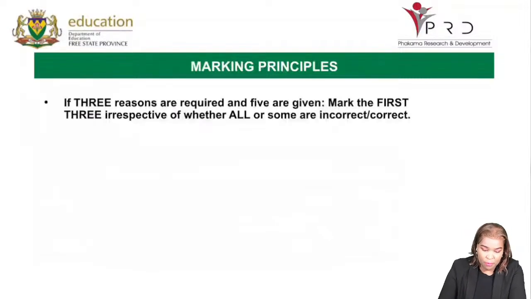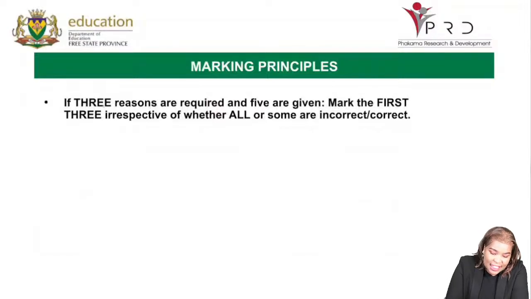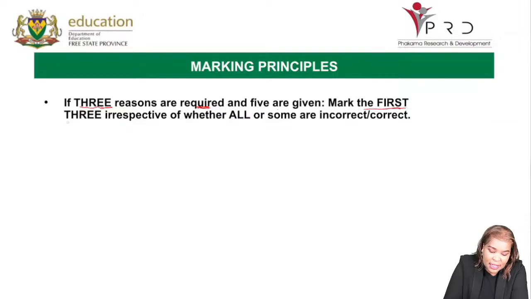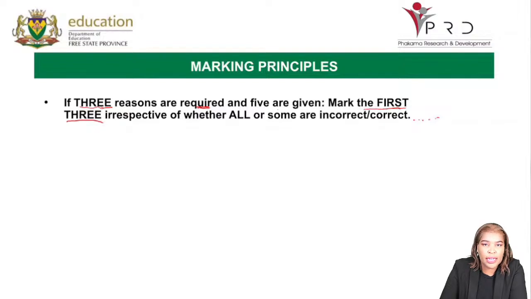The first principle of marking is that if 3 reasons are required and you give 5, let's say you are feeling clever, you want to give us 5. The principle says we must mark only the first 3, irrespective of whether the rest of them are correct or incorrect. So if you've started with the incorrect ones and the correct ones are number 4 and number 5, you are only going to get 1 mark because we are going to mark only the first 3. So take note of that principle. Only write the required number.